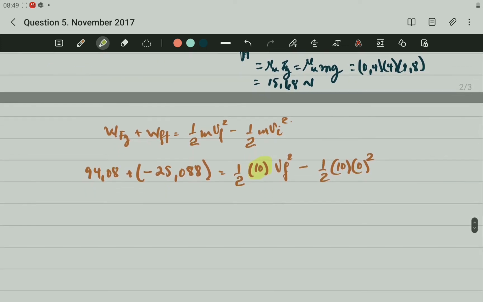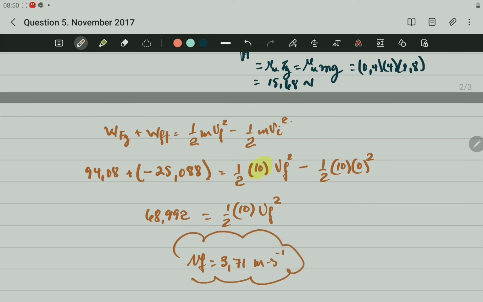Okay, so if we do the calculations here, we have 68.992 equal to half multiplied by 10 multiplied by the final speed squared. If you solve this one, which is quite easy, the final speed is going to be equal to 3.71 meters per second. This is the answer for the work.